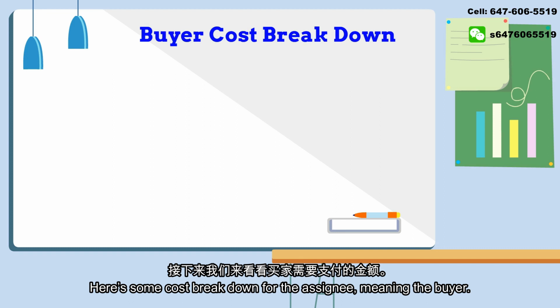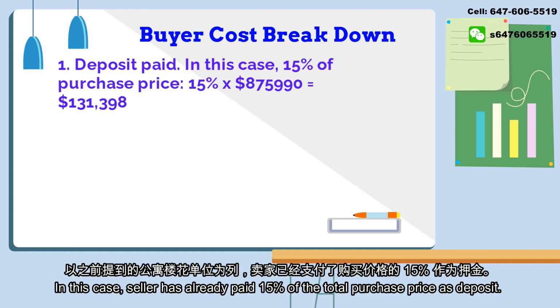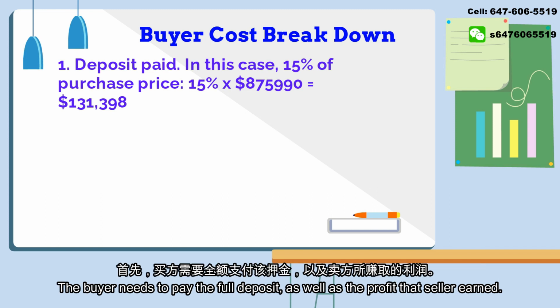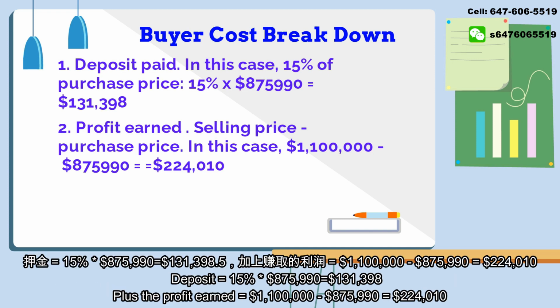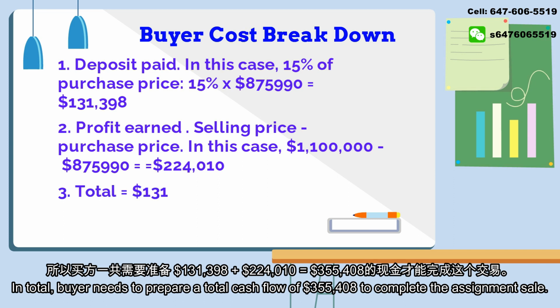Here is some of the cost breakdown for the assignee, meaning the buyer. In this case, the seller has already paid 15% of the total purchase price as a deposit. The buyer needs to pay the full deposit as well as the profit that the seller earned. So 15%, we are talking about $131,000, plus the profit of approximately $225,000. In total, the buyer needs to prepare a total cash flow of $355,000 to complete the assignment sale.